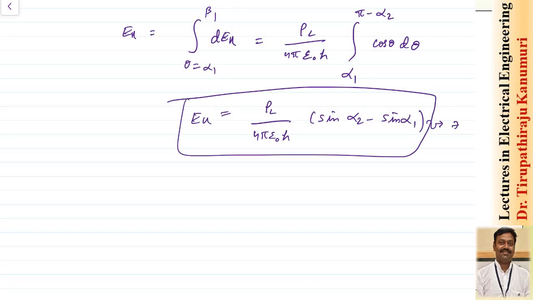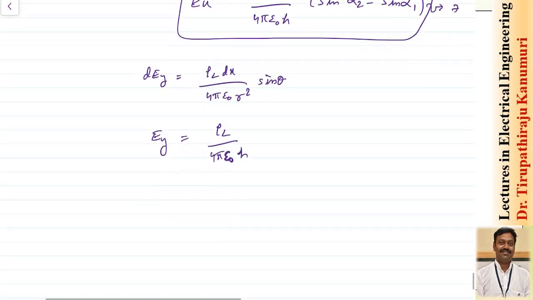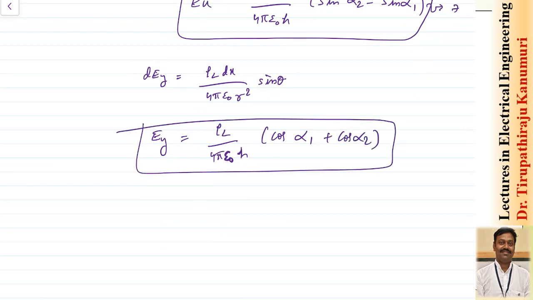In a similar way you can derive the component of y. So I can write dEy is equal to rho L dx divided by 4 pi epsilon naught r square into sin theta, because it will be sin theta at that point and the distance is equal to r, that radius will be there. Now we can substitute the component of y and derive it. I am directly writing the answer. You have to solve in the similar way, substituting from the equations. So Ey will be equal to rho L divided by 4 pi epsilon naught into h into cos alpha 1 plus cos alpha 2. This is the y component that you obtained.